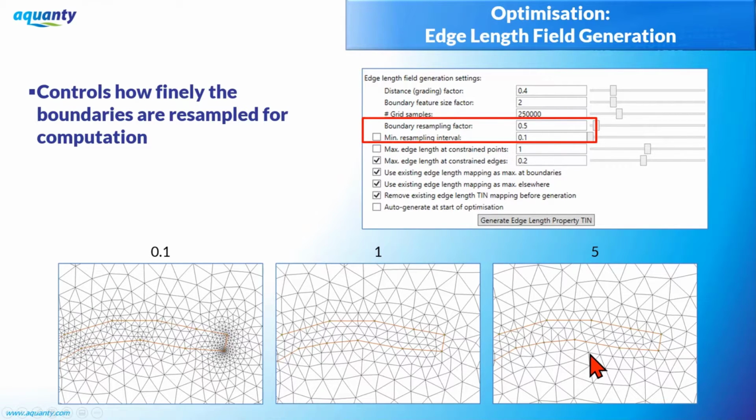So the recommended range is usually somewhere between 0.25 and 2. The default value is 0.5 and works for most cases.